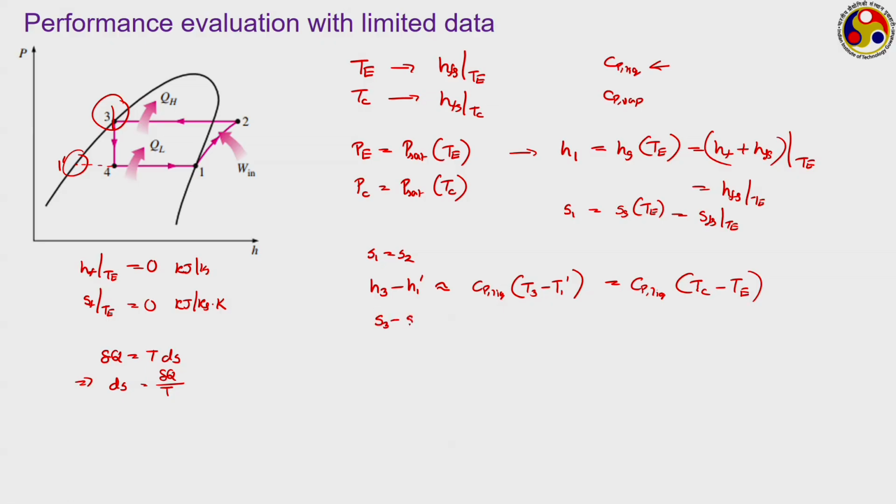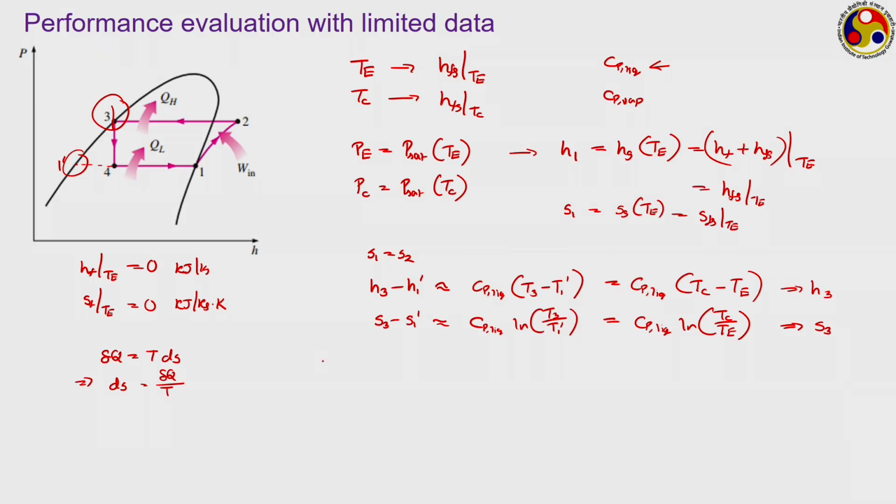Similarly, S3 minus S1 prime, we can approximate to be equal to Cp liquid into log of T3 upon T1 prime, that is Cp liquid into log of Tc upon Te. So, as we know the temperatures and as we have set H1 prime and S1 prime to be equal to 0, from there we know the values of H3 and S3. Now, what can we do for the condensation process?